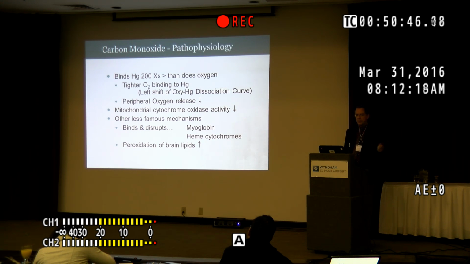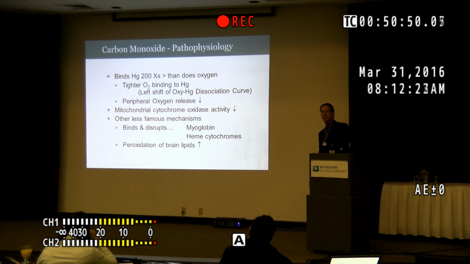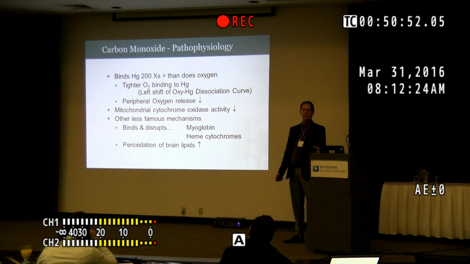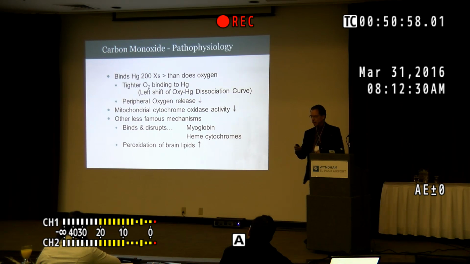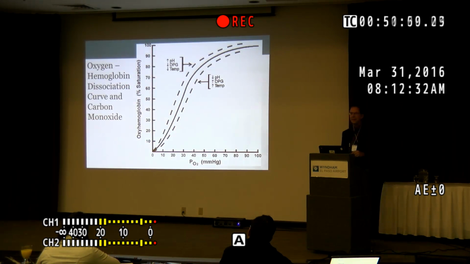The mitochondria are disrupted, myoglobin's affected, peroxidation. We're not going to worry about it, but when you hear the word peroxidation, you just know that's going to be bad. And it is. It adds to other problems that happen along the way. So let's remind ourselves about the oxyhemoglobin dissociation curve and why a leftward shift is such a bad thing.